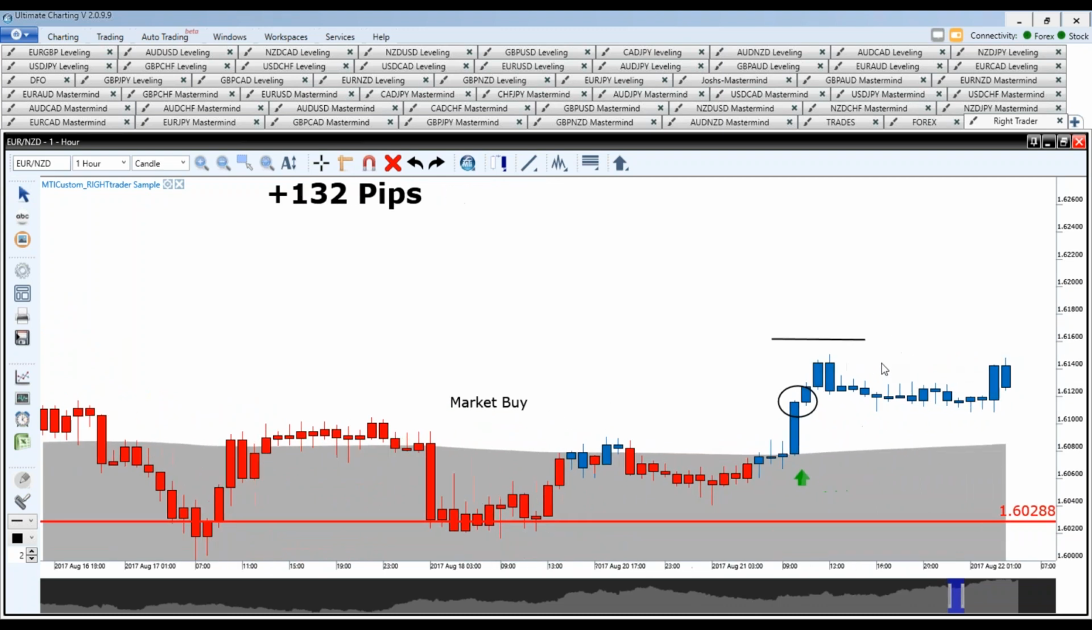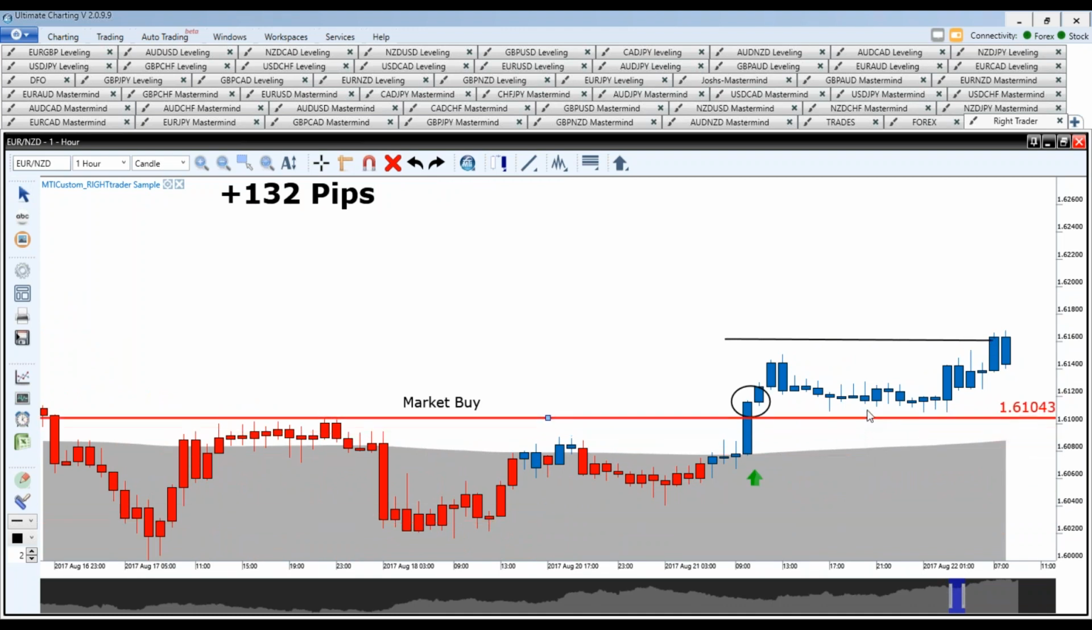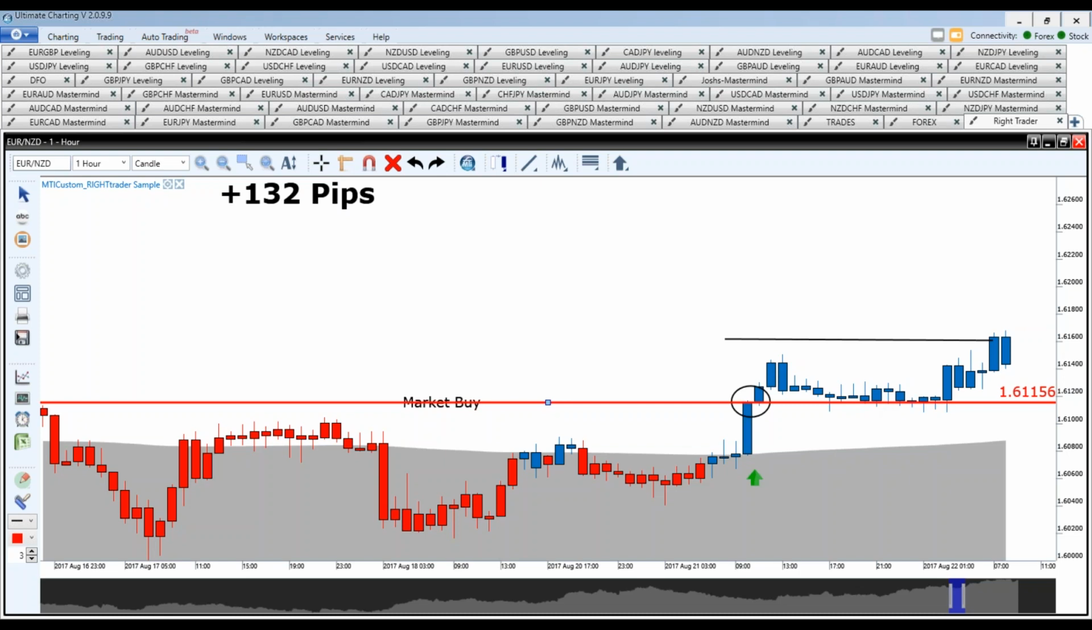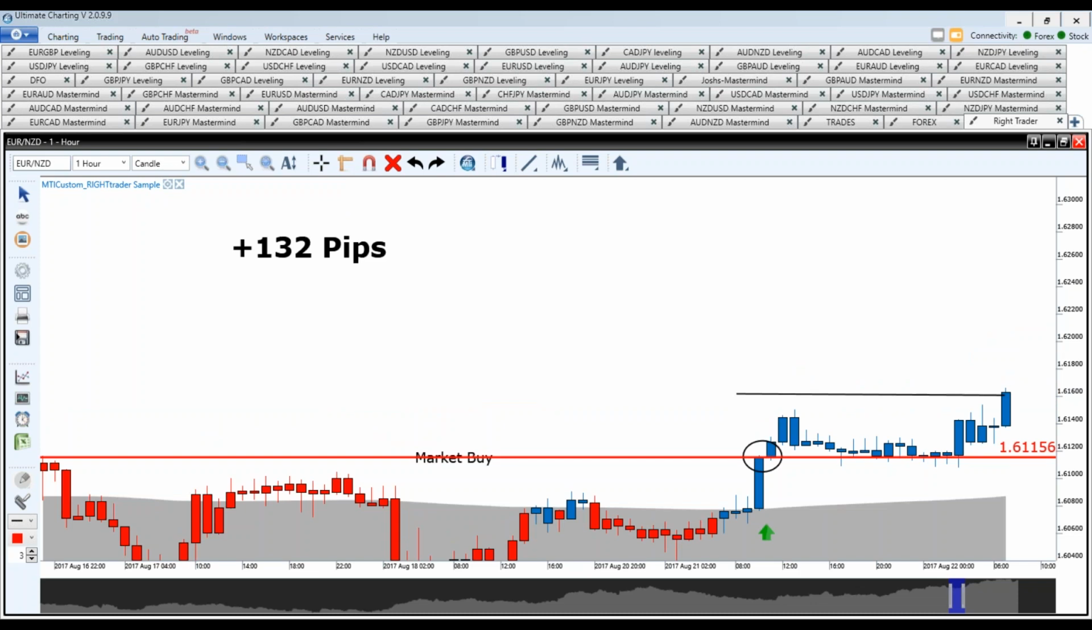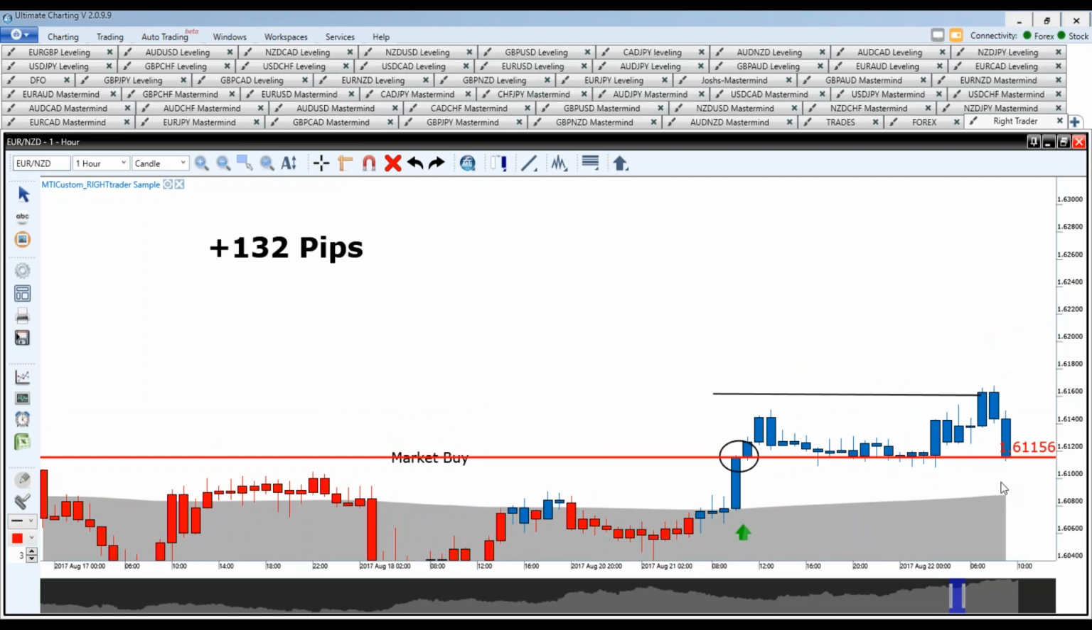Let's see what happens. Bingo. Went your way, 40 pips. You move your stop to break even. You now have eliminated all of your risk. Worst case scenario, market falls down and you lose nothing. So you get stopped out plus minus 0 pips.